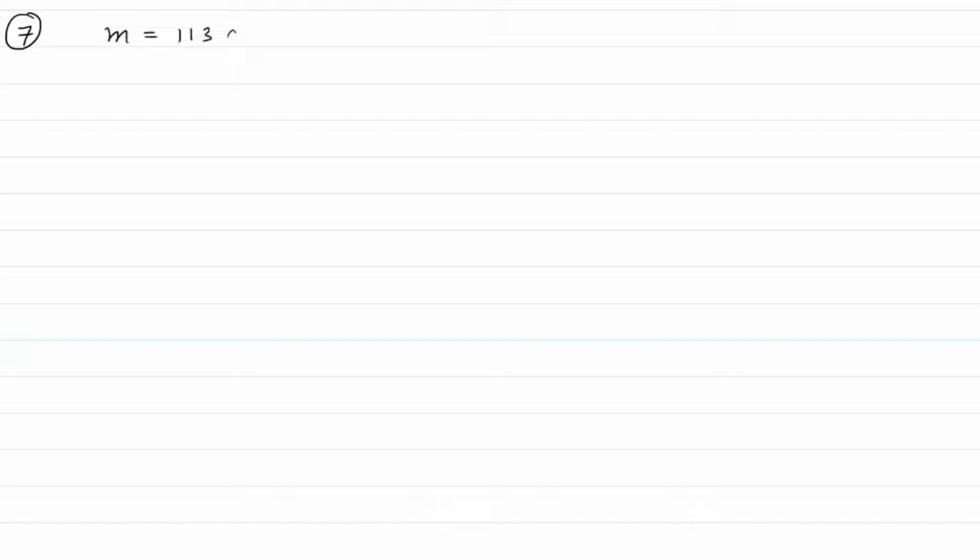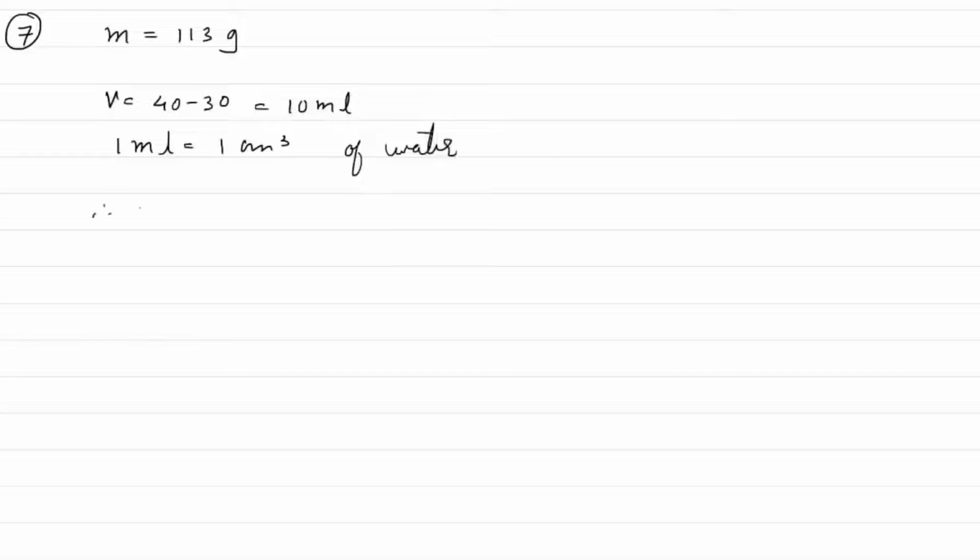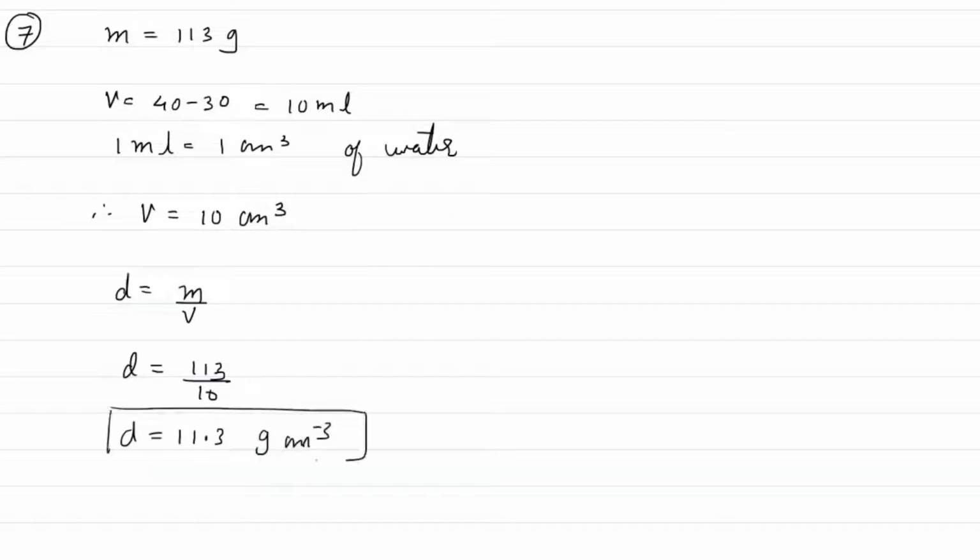Mass is given to be 113 grams. And when that thing is immersed in a cylinder, the volume goes from 30 ml to 40 ml. So therefore, volume is 40 minus 30, that is 10 ml. Okay. So you know that for water, 1 ml is 1 centimeter cube of water. And therefore, volume is 10 centimeter cube. Density is mass upon volume is 113 upon 10. So this will be 11.3 gram per centimeter cube. That will be the density.